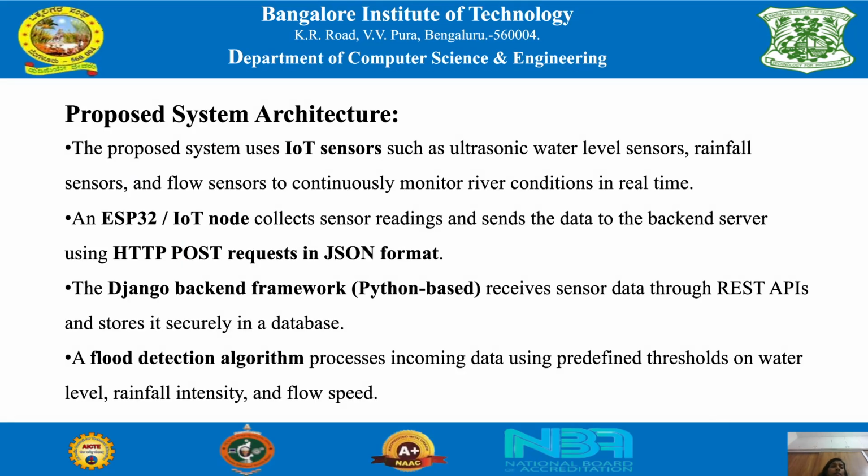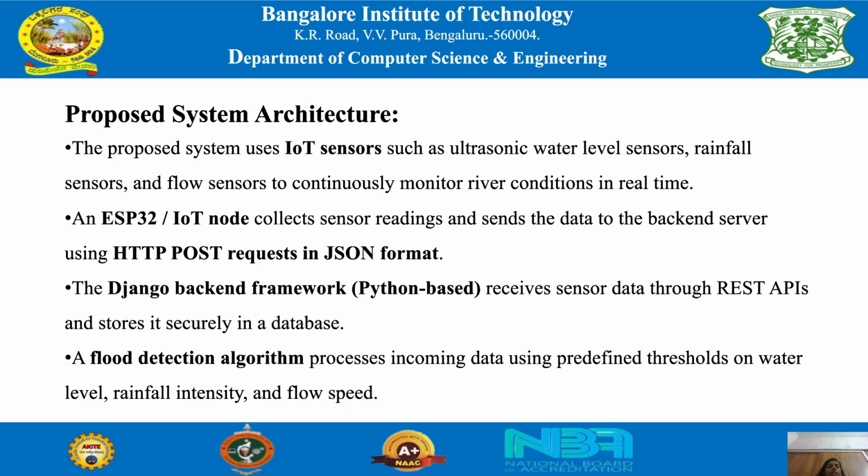Proposed architecture. The proposed system uses IoT sensors such as ultrasonic water level sensors, rainfall sensors, and flow sensors to continuously monitor river conditions in real time. The IoT node collects sensor readings and sends the data to the backend server using an HTTP POST request in JSON format. The Django backend framework receives sensor data through REST APIs and stores it securely in a database.